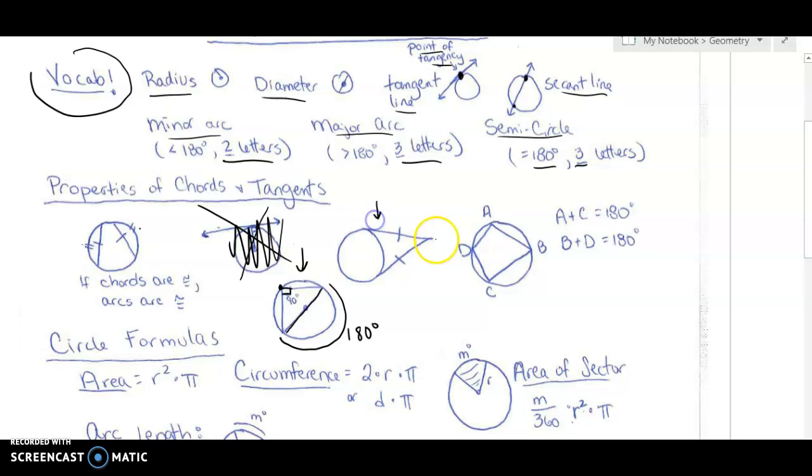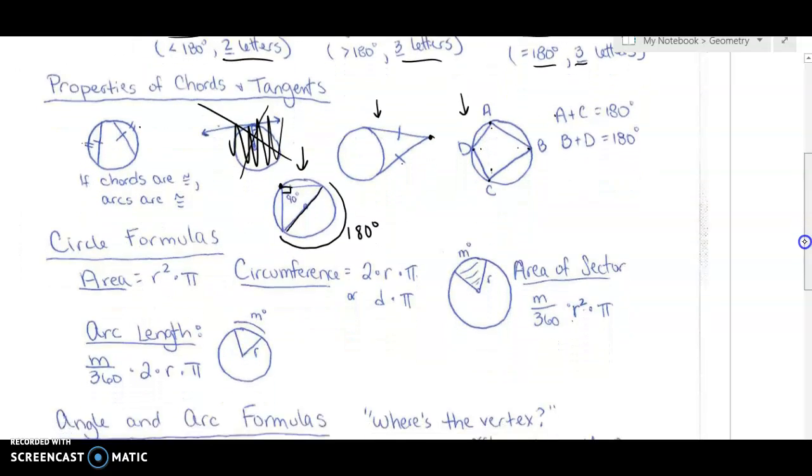This guy here, if you have 2 tangent lines drawn to the same circle from the same point, those 2 tangent lines will be congruent, so you can just set those equal to each other. And this picture here, if you have a quadrilateral where each of its corners are on the circle like so, the opposite angles will be supplementary. So angle A plus angle C will equal 180, angle D plus angle B will equal 180. All right, so those are some of the properties of chords and tangents.